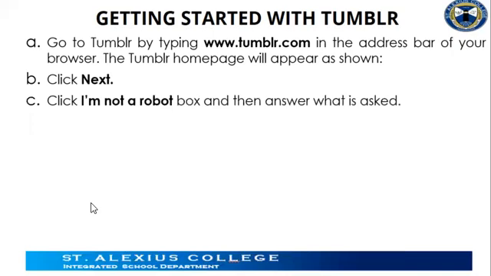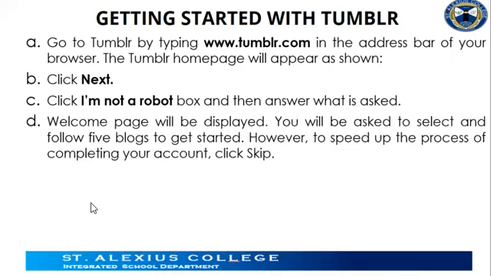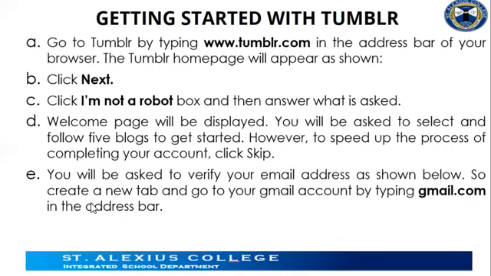And letter C, or the third step, is click the I'm not a robot box and then answer what is asked. There are questions that you have to answer before you proceed to the next step. Then the welcome page will be displayed and you'll be asked to select and follow 5 blogs to get started. However, to speed up the process of completing your account, you can click skip. Usually we are doing that. Sometimes we want to go right away to what we want to see, so we just skip it. So you can also do that.